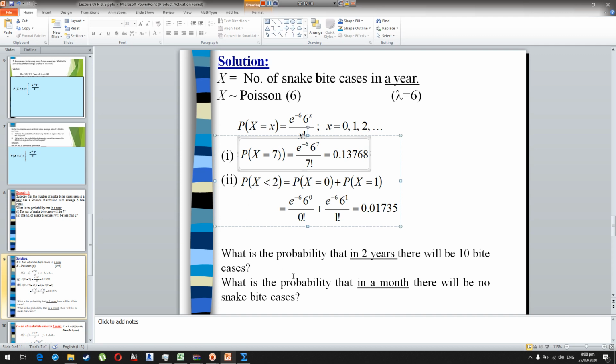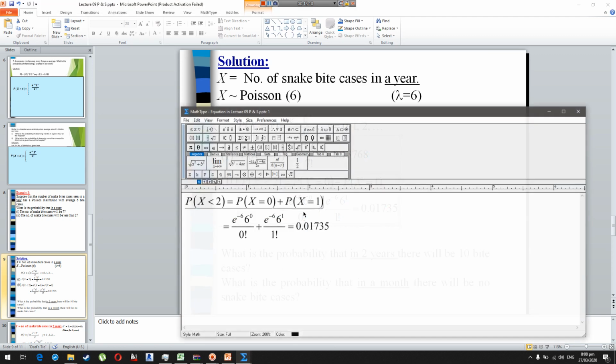If x is equal to 0, we will use the same equation, replacing x with 0. So you can see here 6 to the power 0 and 0 factorial. Similarly, plus the probability of x equal to 1, that is e to the power minus 6 multiplied by 6 to the power 1 divided by 1 factorial. So that will give us the probability of x smaller than 2.